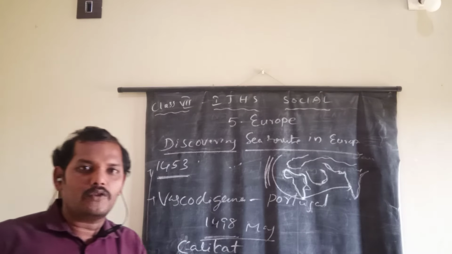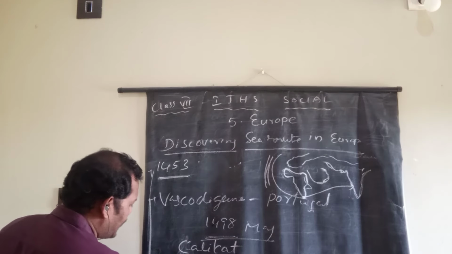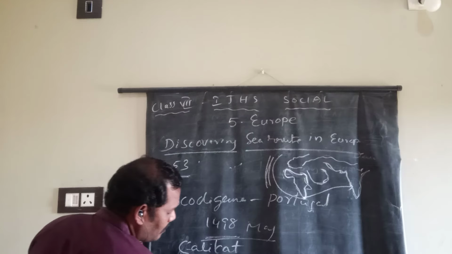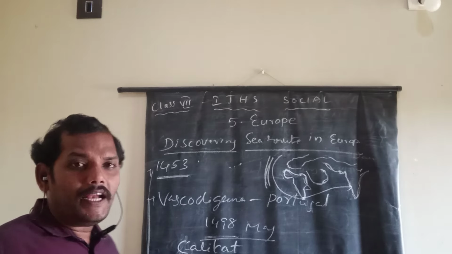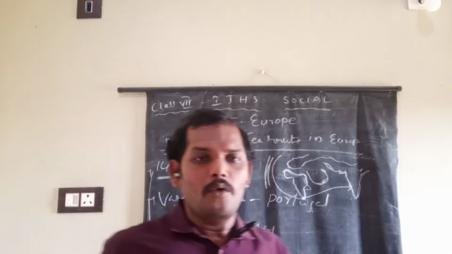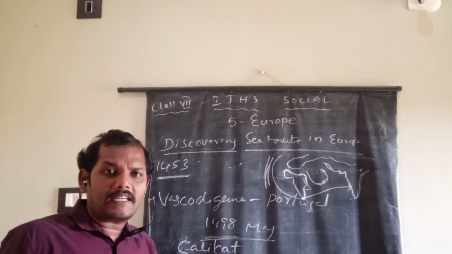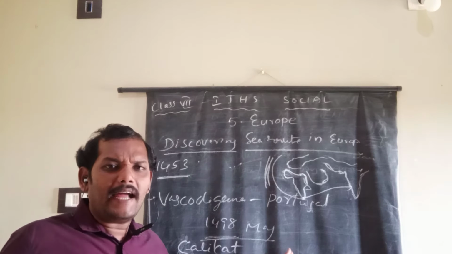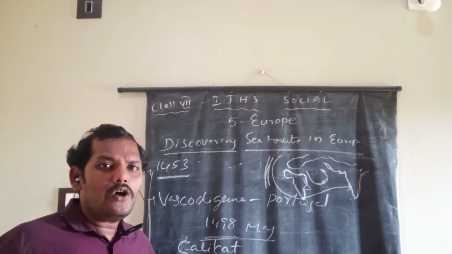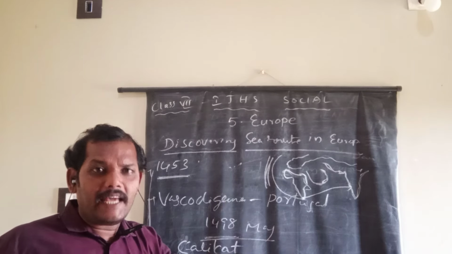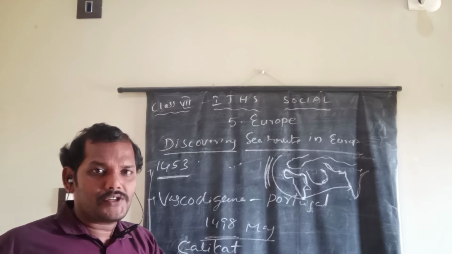This helped in the establishment of colonization. It caused colonies. When the European people were discovering the sea routes, at that time they also discovered so many land routes and so many different lands in the world. So this helped in occupying those areas and controlling them. This helped colonization.